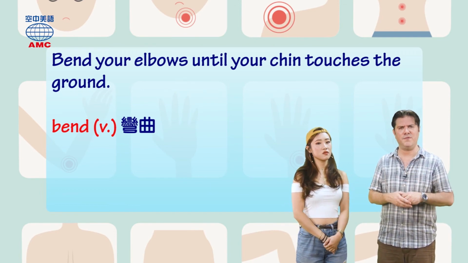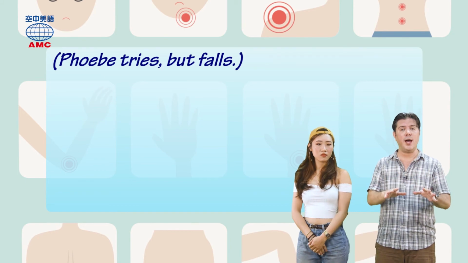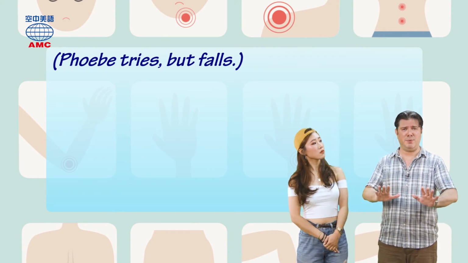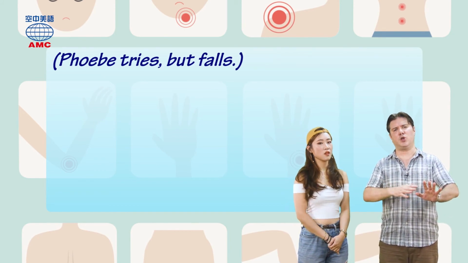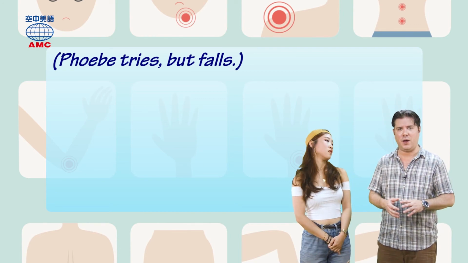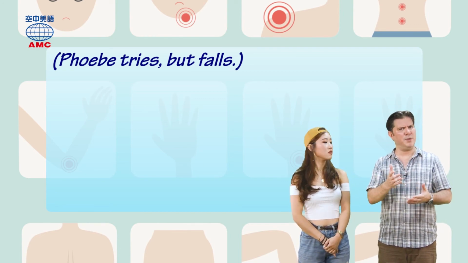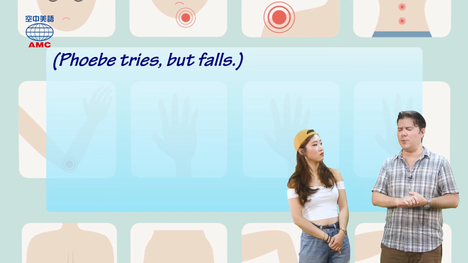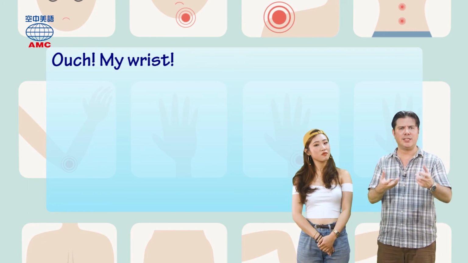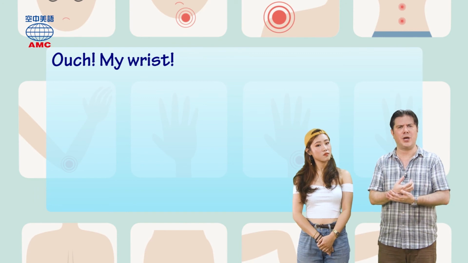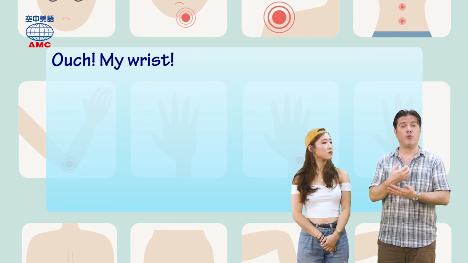And that seems to be Phoebe's problem. It says she tries, but she falls. So maybe she's halfway up and then her arms just quit working, and she falls. Or maybe she slipped in some way. That might be a good guess because we see that she says, ouch. That's what you say when you hurt yourself. Ouch or ow. And then she says, my wrist.